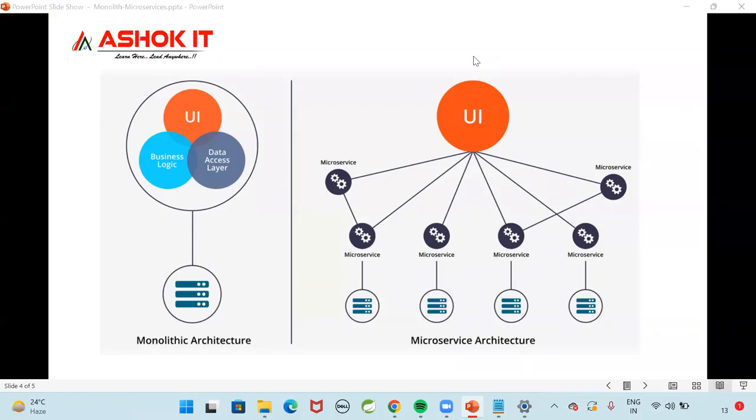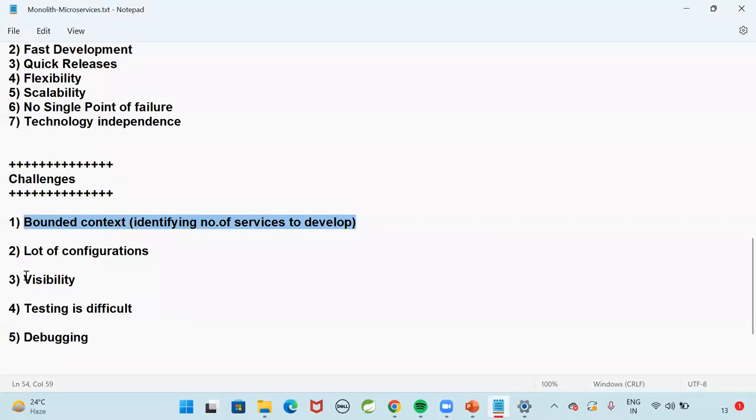So the first problem is understanding how many microservices are required. The second problem is doing the configurations in all the services. And the third problem is visibility. When you are working in the microservices architecture, you may not get the chance to work with all the services.